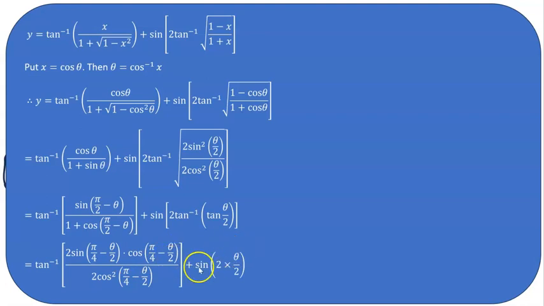Using the formula, what is the formula for sine of 2x? Sine of 2x means 2 sin x into cos x. Similarly here, sine of pi by 2 minus theta is nothing but 2 sine of pi by 4 minus theta by 2 into cos of pi by 4 minus theta by 2. Again next, what is 1 plus cos x? 1 plus cos x means 2 cos square of whatever the angle divided by 2. Similarly here, 1 plus cos of pi by 2 minus theta is nothing but 2 cos square of this angle divided by 2, so you will get pi by 4 minus theta by 2. Now next, tan inverse of tan of theta by 2 is nothing but theta by 2. 2 into theta by 2.